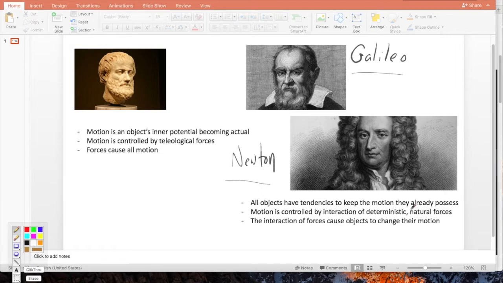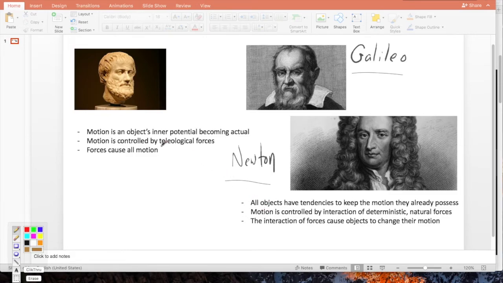Imagine a giant boulder that you're trying to roll for some reason. Maybe you're Sisyphus trying to roll it up a hill. Does that giant boulder want to roll up the hill? No, it wants to keep the motion it has, which is no motion. Imagine that you do roll the boulder up a hill and it starts rolling back down the hill. Is it going to want to stop rolling? No, not very easily. It's going to roll and roll and roll unless something opposes it. So objects have the tendency to keep the motion they already possess. We're going to talk about that more in a bit.